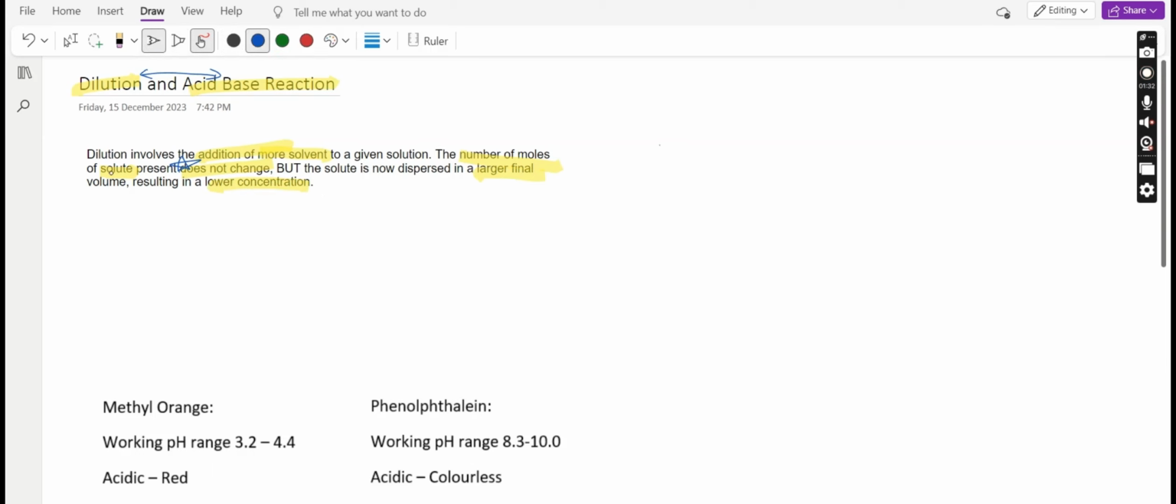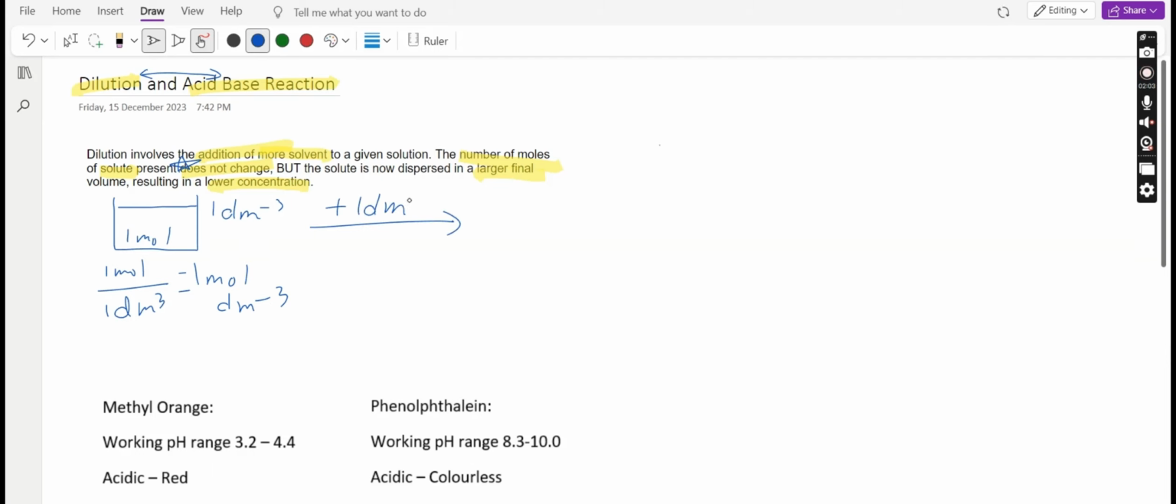So I have a very simple illustration. Let's say I have a beaker, and then I top it up with 1 dm cube water. And then I add 1 mole of salt, some random salt. So what's my concentration here? 1 mole over 1 dm cube, so my concentration is 1 mole per dm cube. But let's say I add another dm cube of water.